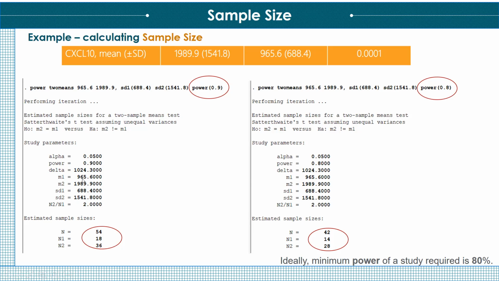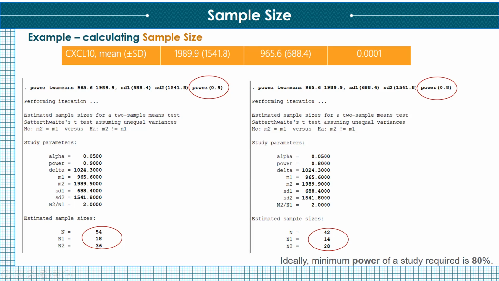Again, the M1 is from our control group, M2 is our pancreatic cancer group, standard deviations as appropriate respectively. And there we see we need an N number of 54 patients. In total, our control group needs 18 and our study group, pancreatic cancer study group, requires 36. Okay, so again, if we calculate it at a power of 80%, you'll see obviously now the sample size is lower. So this is the bare minimum to truly detect a difference for CXCL10.